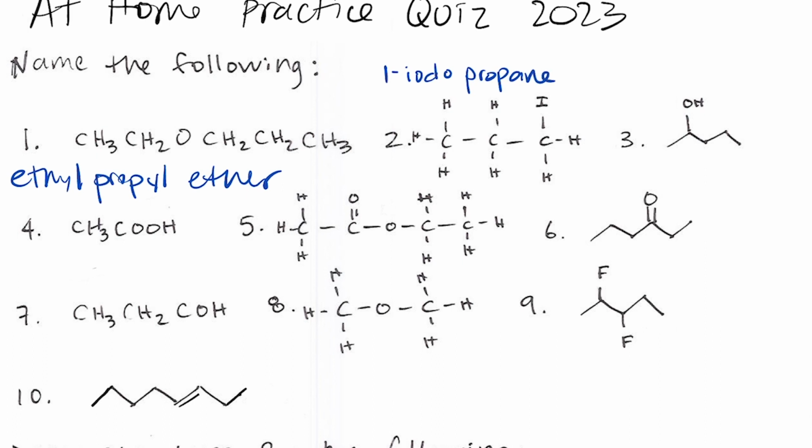Next, it's an alcohol. It has the OH attached to it. It's got 1, 2, 3, 4, 5 carbons, and the alcohol group's on the second carbon. So we say 2-pentanol.